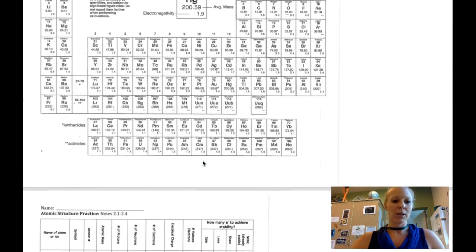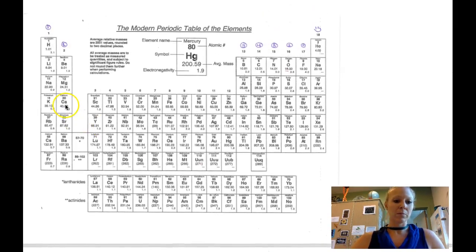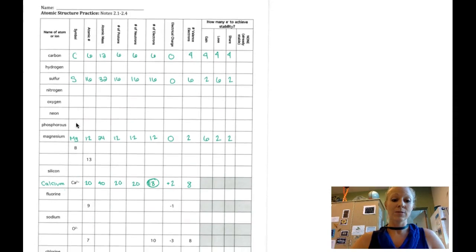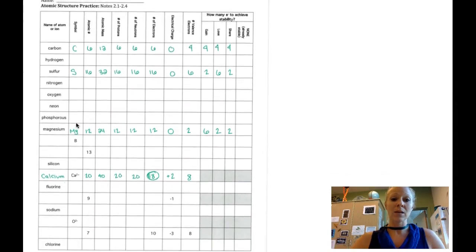So here, if we look at this, the calcium atom would have to lose 2 electrons to be stable. So the calcium ion lost 2 electrons, 1, 2, and now it has a full valence shell. Try the rest, finish this up, and come in and ask questions if you have any questions.